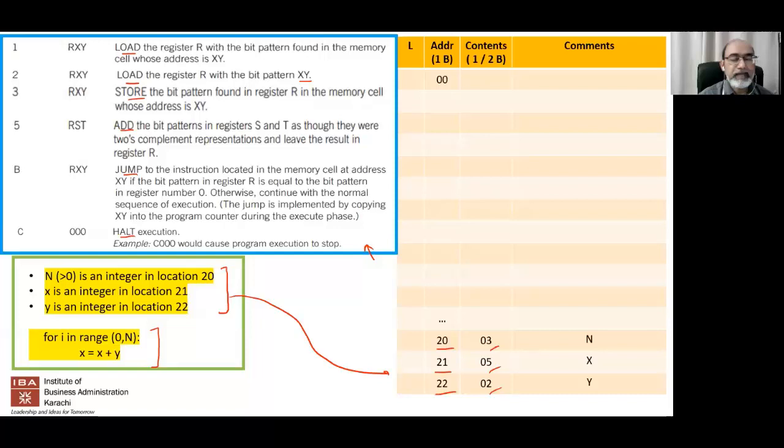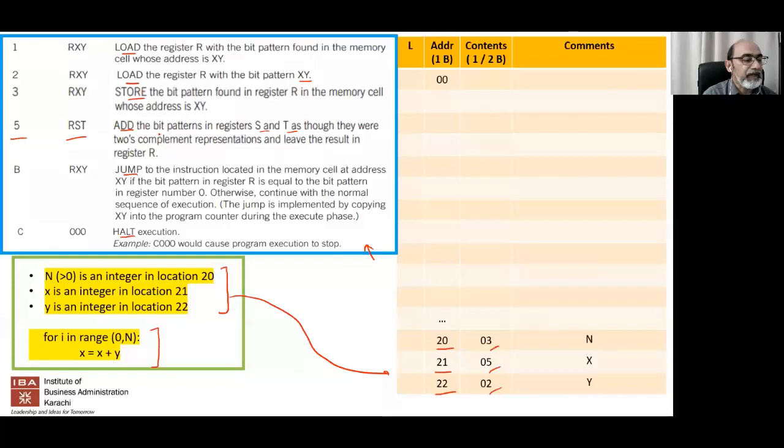And how would you go about it? What would be your strategy? Execute the fifth opcode, I think, and add the bit patterns, and that is written there, S and T. So we will add the bit patterns in addresses 21 and 22. So that could be one way. What Ali is suggesting is that the entire algorithm could be simplified into a single instruction, and all it's going to do is take the registers S and T and add them together.